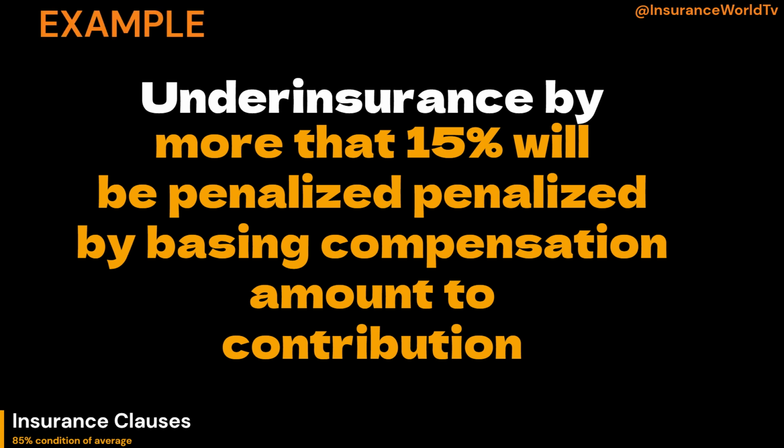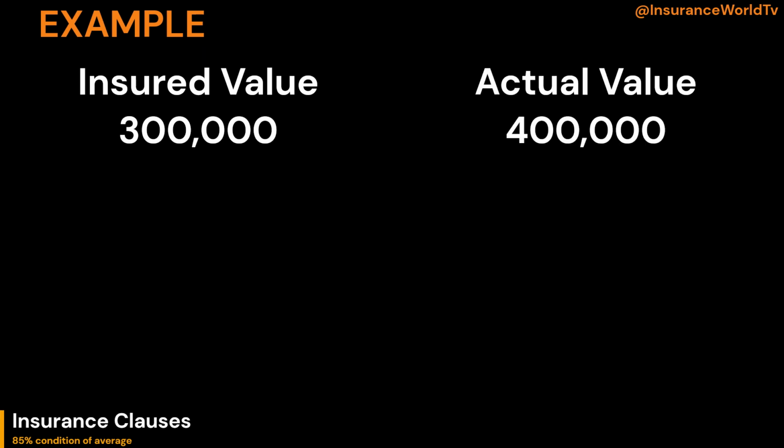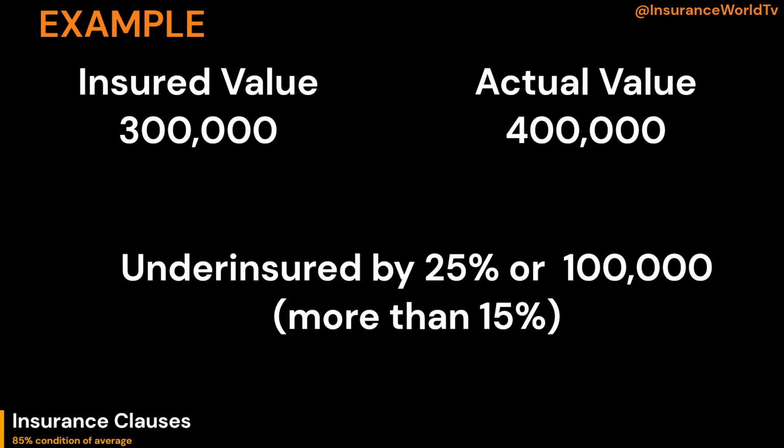Here's an example to illustrate how the 85% condition of average clause works. Let's say you insured your property for $300,000, but the actual replacement cost is determined to be $400,000. In this case, you are underinsured by 25% or $100,000, which is more than the 15% threshold.